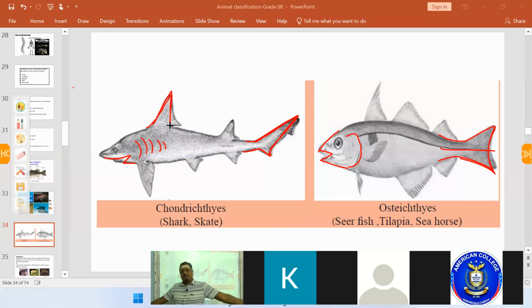And there are some differences between these two fish groups. You will learn them later in grade 10.